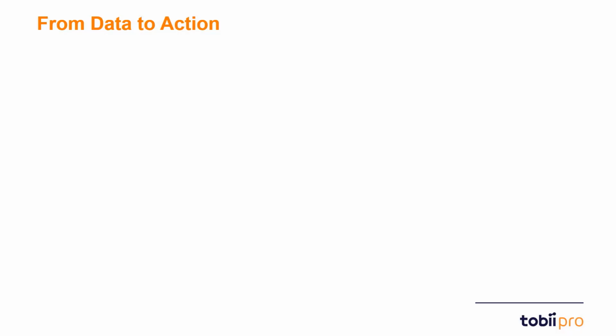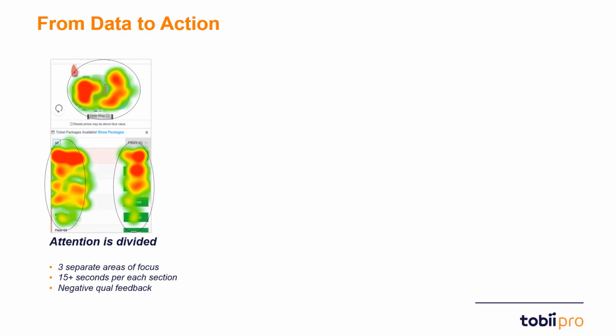Let's now take a look at the data behind that example. On the left, we have what's called a heat map. This is a high-level representation of where the overall attention was distributed during the recording. As we can see here, the attention was divided into 3 separate spots: the seating map at the very top, the floor locations on the left, and the pricing on the right.